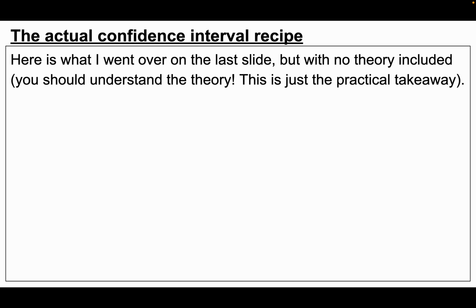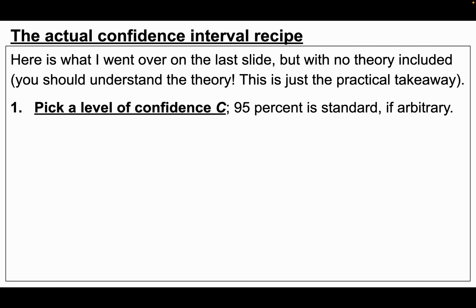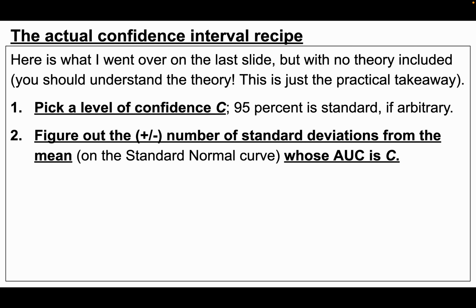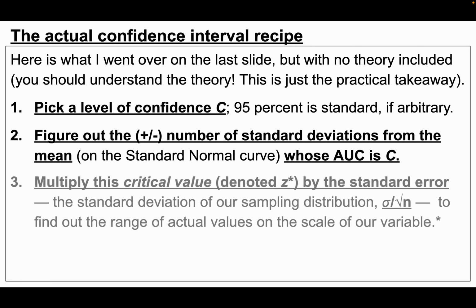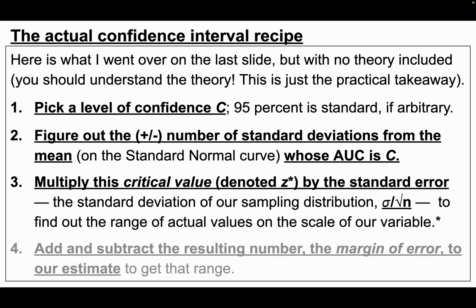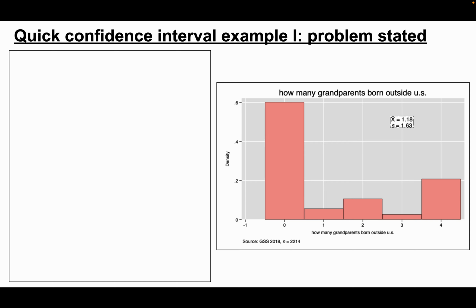You don't need to always invoke the theory explicitly, but sometimes it's useful to just think, why do we actually do this, right? So you pick some level of confidence C, 95% is standard, even if it's arbitrary. You find out the number of standard deviations from the mean whose area under the curve is C. You multiply this critical value by the standard error to find the range of actual values that enclose this area under the curve on the range of our variable. And then you add and subtract the resulting number, which we call the margin of error, to our estimate to get that range.